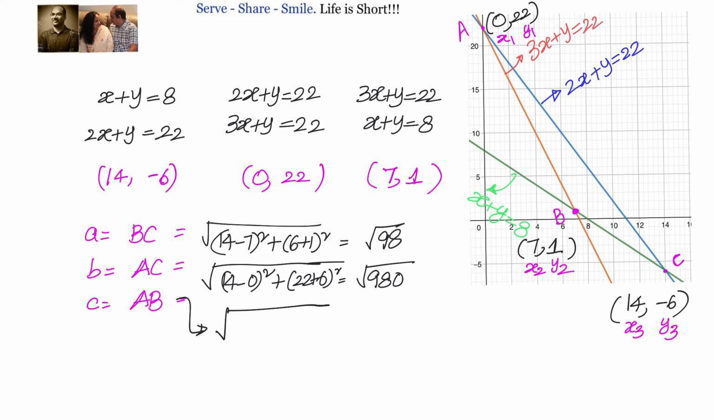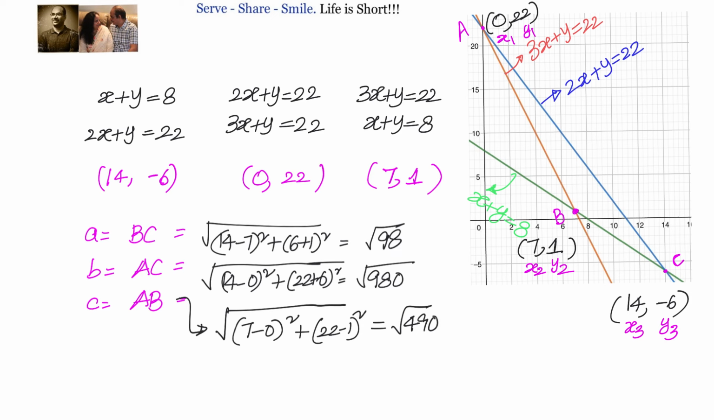Small c, that is AB. AB is 7 minus 0 whole square plus 22 minus 1 whole square, that is 7 square plus 21 square, that is square root of 490.